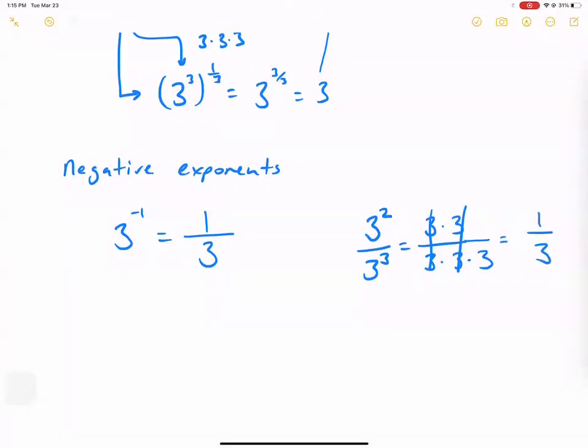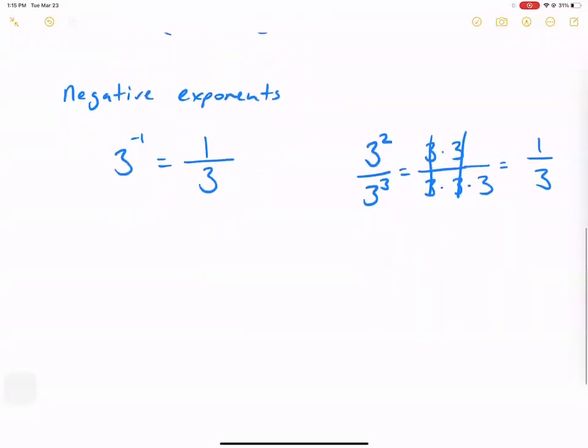An Algebra 1 way of looking at this, and an Algebra 2 way, is what if I rewrote this as... our rule was, if I'm dividing powers, I am subtracting exponents. So we end up saying 2 minus 3. Or we could have actually written it this way first.